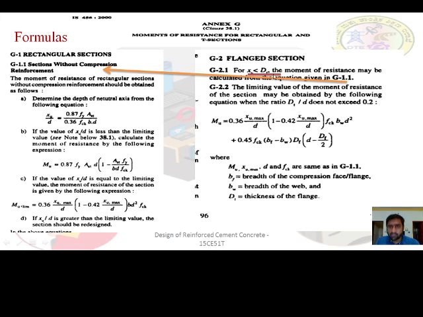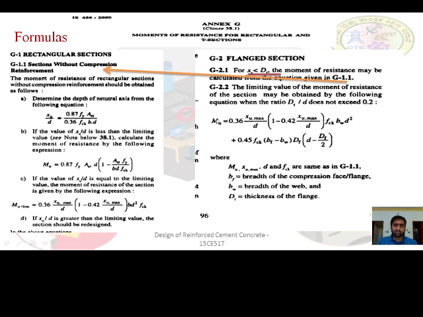In order to recap, we will calculate the XU, that is the depth of the neutral axis. If it is less than the DF, then the T-beam will behave as a beam of size BF by D. Then we can use the same formulas which we use for beams for calculating the moment of resistance or the steel AST value.